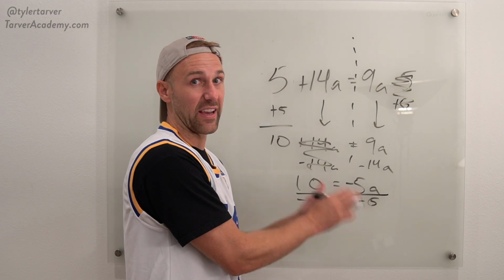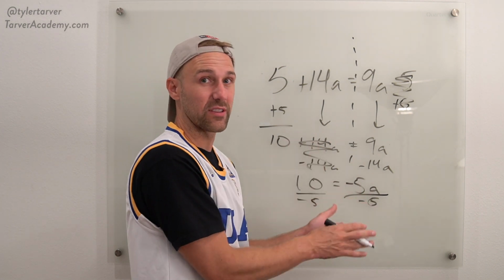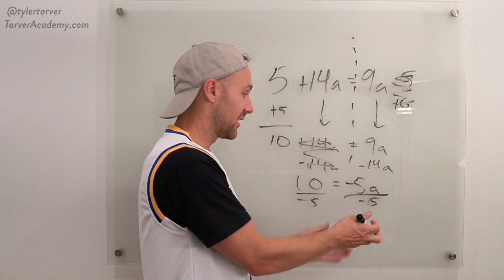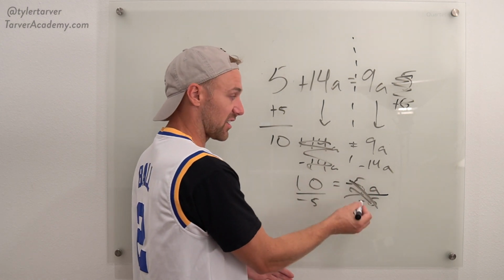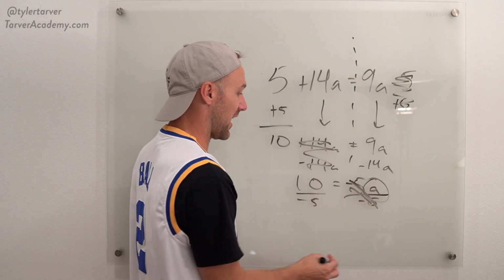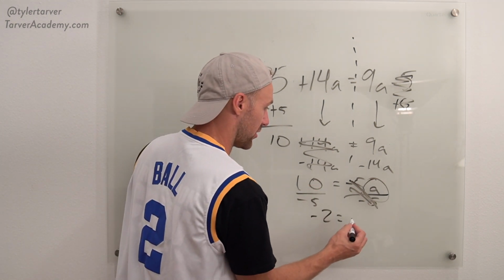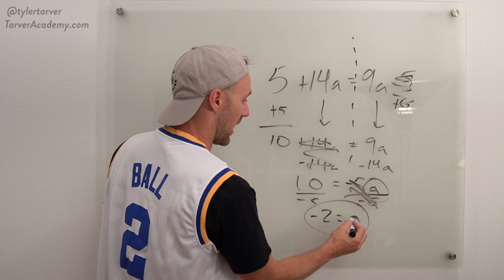So that's how I get rid of it. I can't just add 5 and get rid of it. That doesn't work that way because it's not being subtracted, it's being multiplied. So divide that, that's going to be 1, so it'll get rid of it, so we're left with a. And then 10 divided by -5 is -2 equals a.